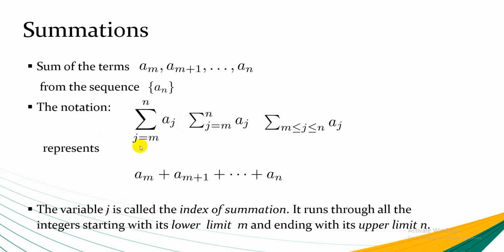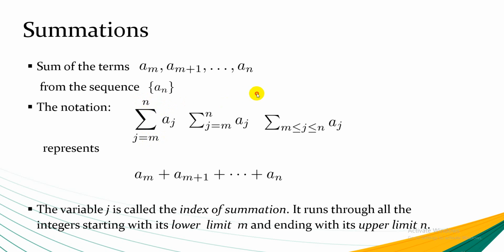Okay, so it can be written like this: j equal m to n, or just say j between m and n. And this actually represents what I said: a_m plus a_{m+1} plus up to a_n. And the variable j is just called the index of summation, and it runs from the lower limit, that is m, until the upper limit, that is n, that is also included.